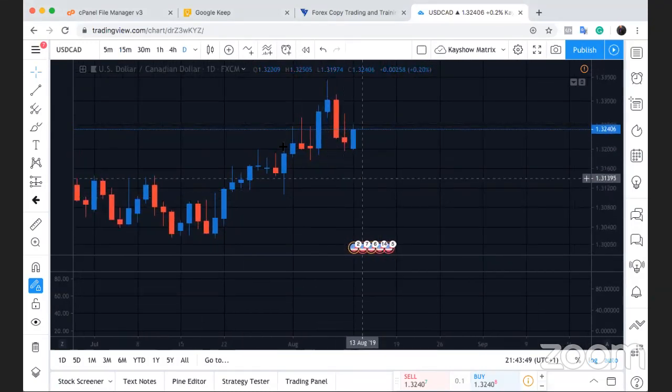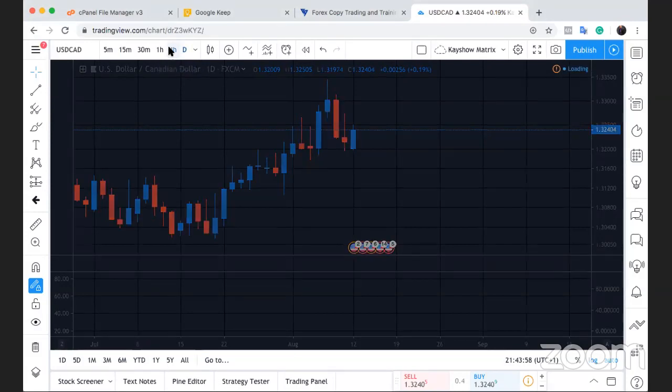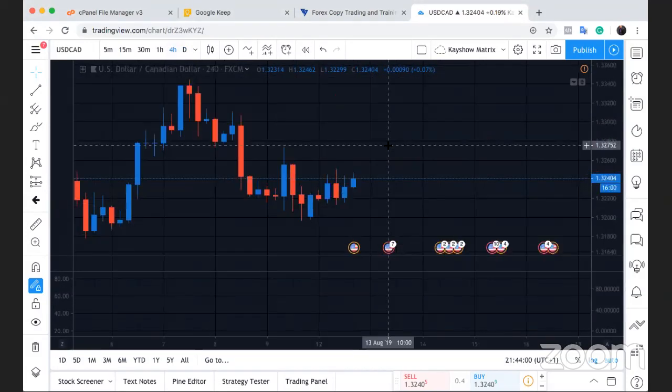The next thing that we have here is our 4 hours chart. If I change this from D, which means daily, to 4 hours, it means I want to see what happened to the price of USD CAD every 4 hours. So this candle I'm seeing here will be here until the next 4 hours.